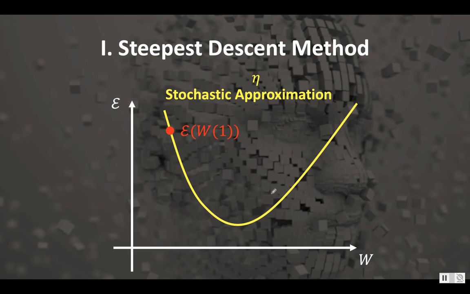This case shows how this annealing approach works. At the very beginning, we give a relatively large eta, so from here to here. And then with the increase of iteration, the eta becomes smaller and smaller. Therefore, it can reach its minimum value.